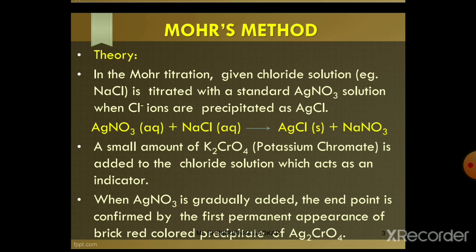The second point: a small amount of K2CrO4, that is potassium chromate, is added to the chloride solution, which acts as an indicator. When AgNO3, that is silver nitrate, is gradually added, the end point is confirmed by the first permanent appearance of a brick red colour precipitate of Ag2CrO4. The brick red precipitate of Ag2CrO4 is formed when AgNO3 is slowly added to NaCl.